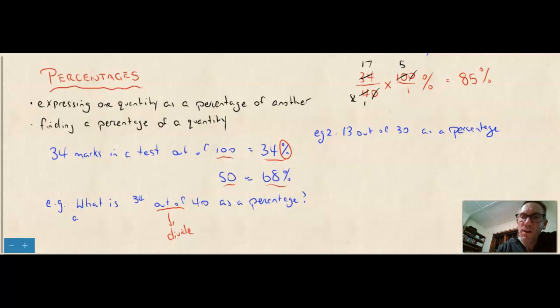So what does this 13 out of 30 mean? It means 13 over 30, and I want to convert it to a percentage. How do I do that? I multiply by 100 over 1%. Okay, don't forget that percentage sign. Now let's get to work. When you get rid of zeros, what are you doing? You're dividing by 10, dividing top and bottom by 10.